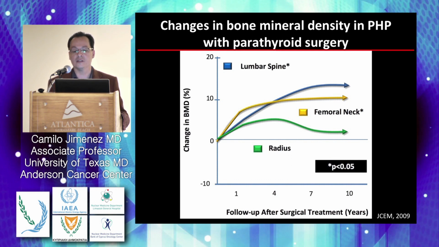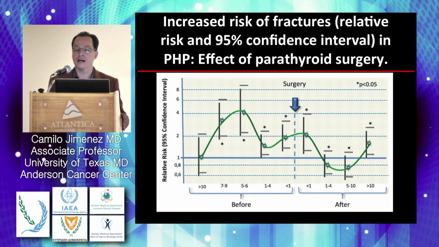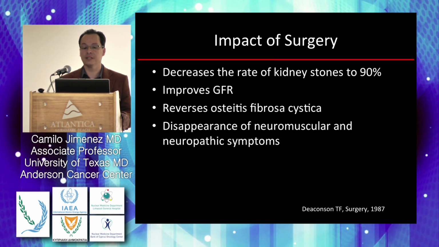Is this associated with a reduction in fracture risk? Perhaps. If you look at this complicated graphic in which you have patients who had not had surgery on the left side compared with patients who have undergone surgery, there is a relative risk to develop a fracture that is markedly decreased once you do a surgical procedure for these patients. In regards to the kidney, it's associated with a decrease in the rate of kidney stones by 90%.